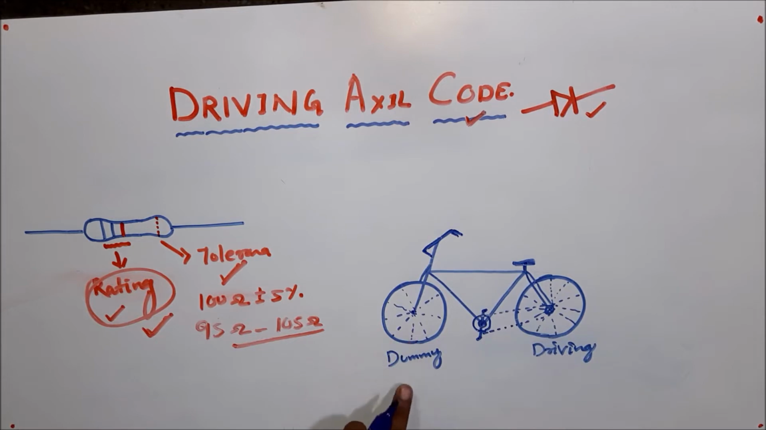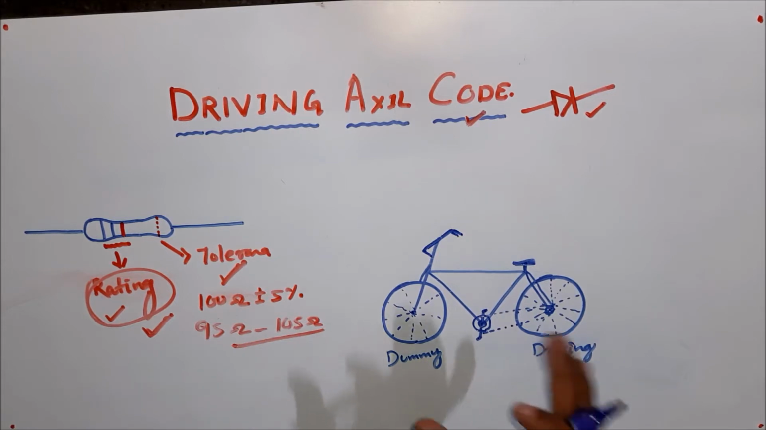Okay, this is important. That means you can say dummy wheel. If it is dummy, then why should I use it? No, you have to use the dummy wheel, but the name is dummy because it is not connected to the motor. It is just connected to the cycle.